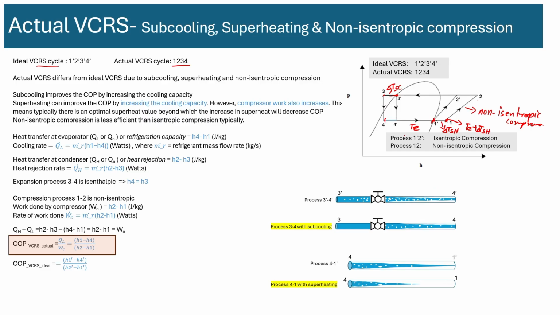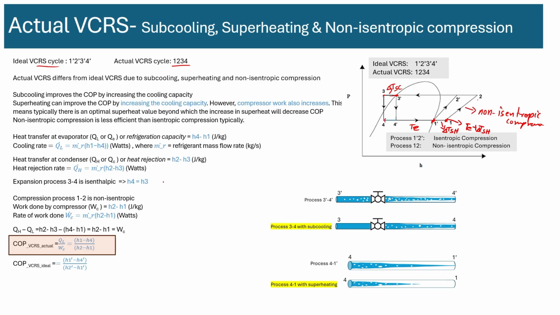3 prime to 4 prime, the inlet also has a little bit of bubbles, and when it comes out, it's fully two-phase. In 3 to 4, there's no bubbles at all. It's fully liquid, and it's coming out as two-phase. And the difference between 4 prime to 1 prime and 4 to 1 looks like this, right? In the first case, by the time it reaches 1 prime, there is still a little bit of liquid left. But in the second case, by the time it reaches 1, there is no liquid left and it's fully vaporized. So the superheating, subcooling, and non-isentropic compression are the main differences.